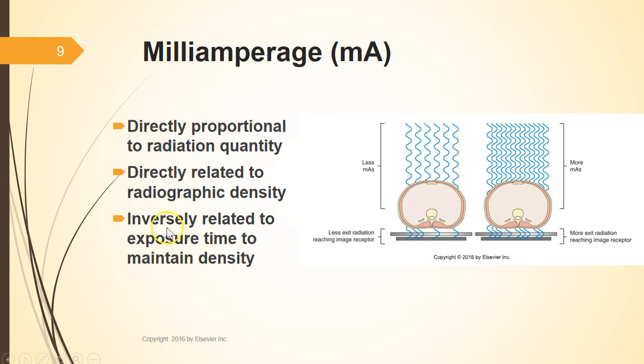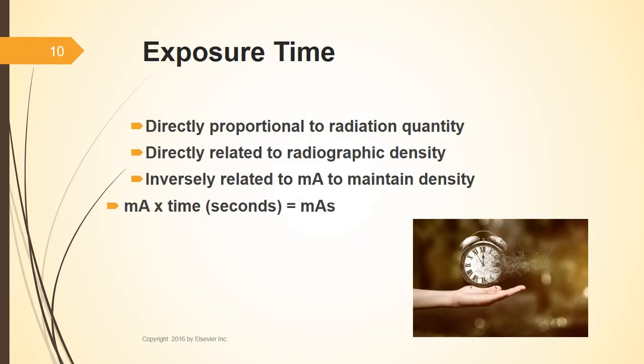Now, it is inversely related to the exposure time to maintain density. But this is a nice image right here. Less mass, less quantity, less getting to the receptor. More mass, more gets to the receptor. So that's what you need to know about MA in general, although we refer to it as mass more than anything. Now let's look at the exposure time.